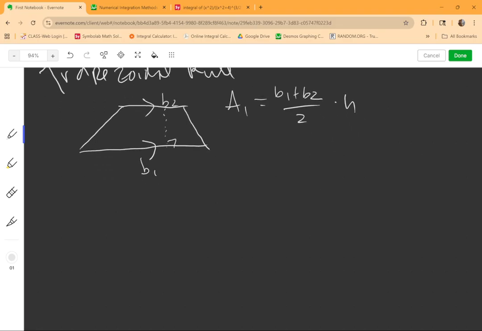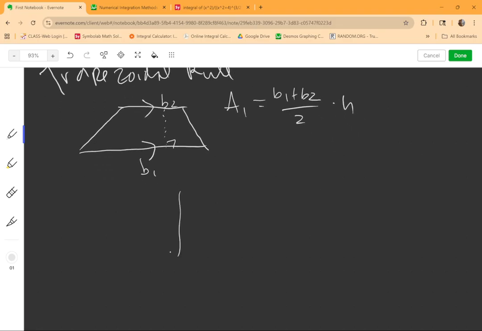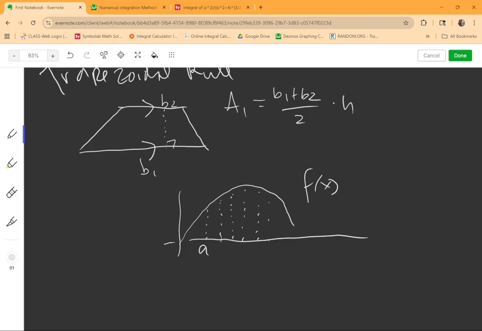Now, in terms of our integrals, here is my f of x. I'm going to, again, divide up my interval from a to b, where a is my x naught, and each change is delta x. So x0, x1, x2, etc., till we get to xn. And this one here is x sub n minus 1.